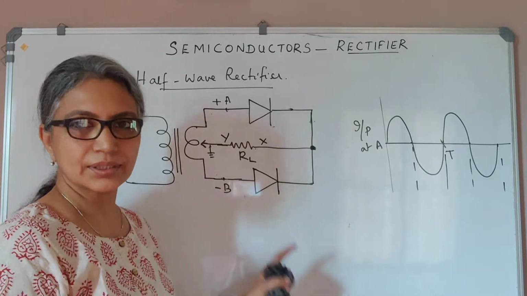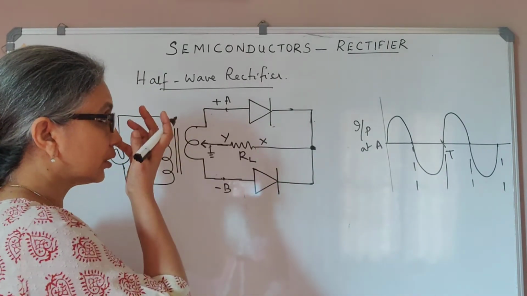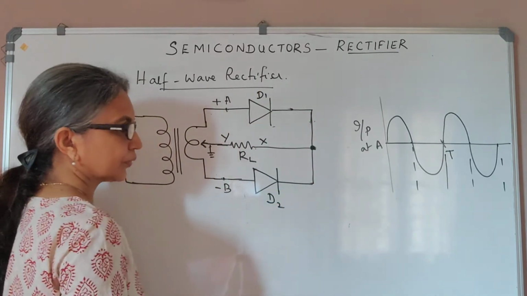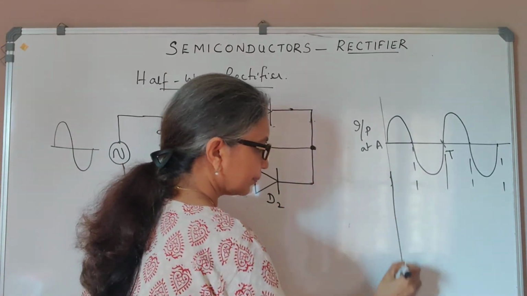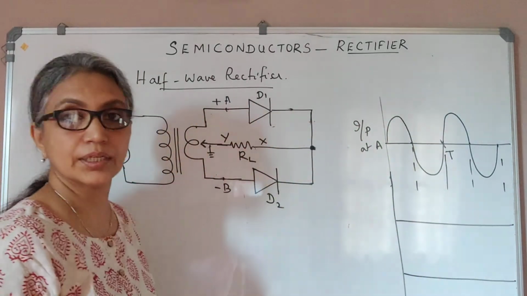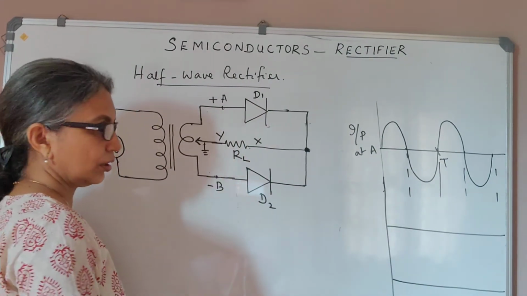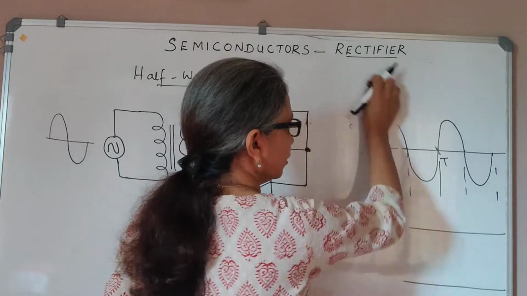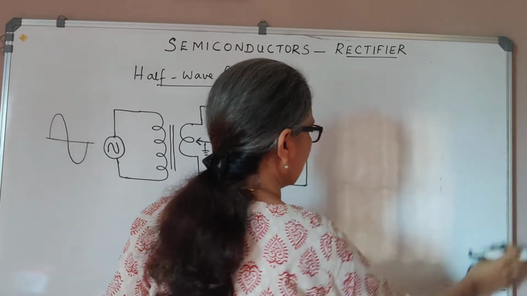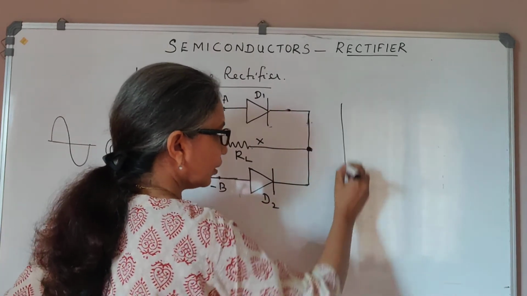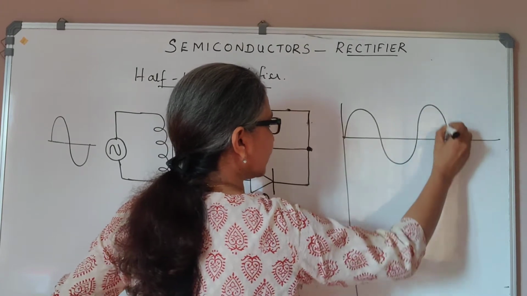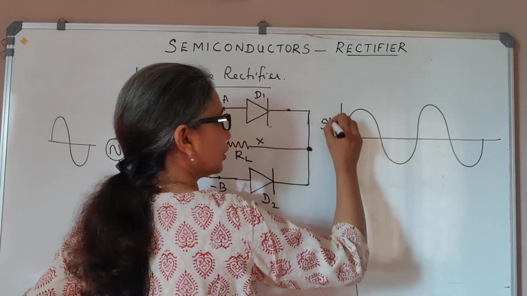Okay. Now this is easier for me to explain. That is why. Okay, so now this is our diode D1 and this is our diode D2. Now in the positive half cycle, I hope you can see that. Okay, so here we have our graph where I'm going to draw the input at A here. This is input at A.